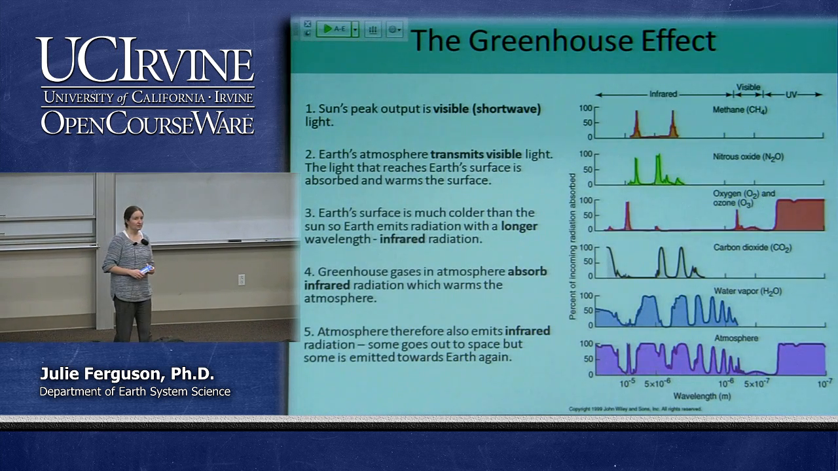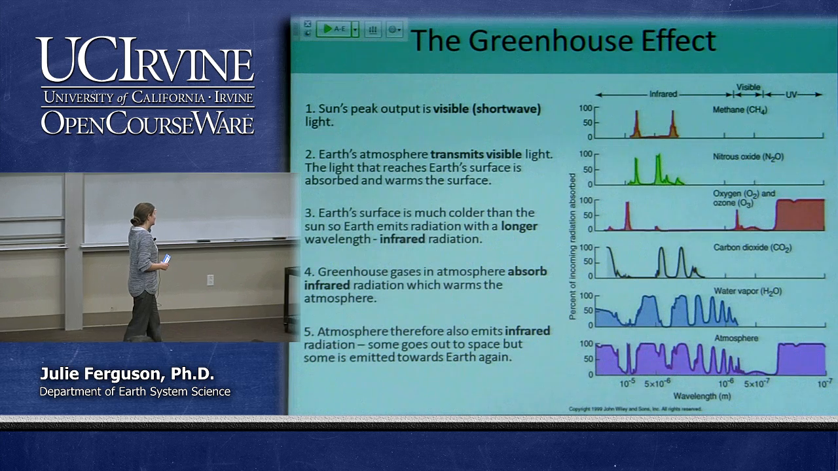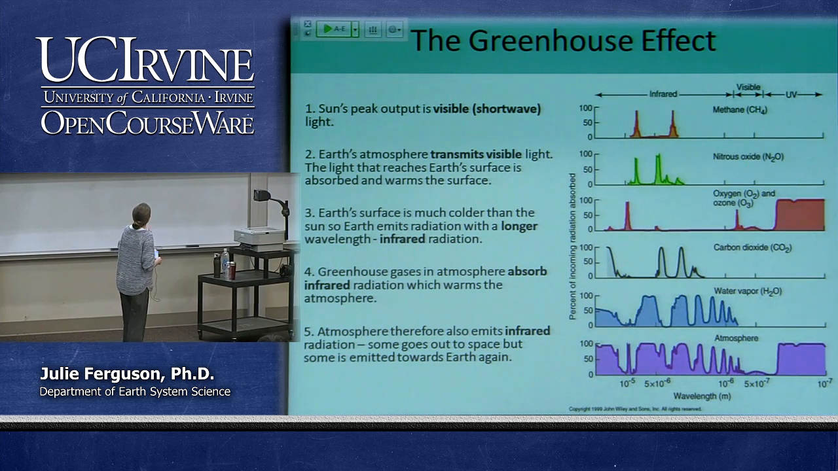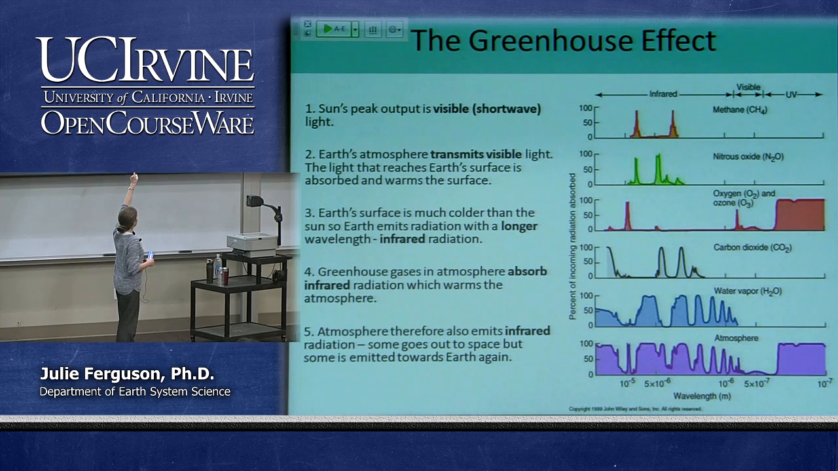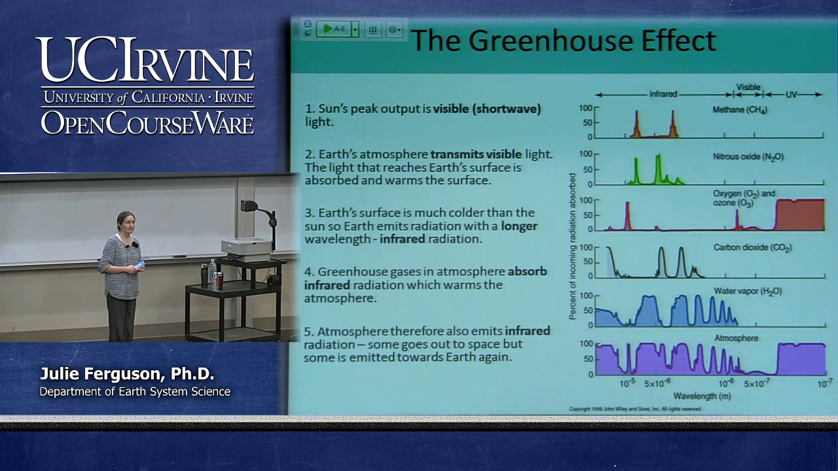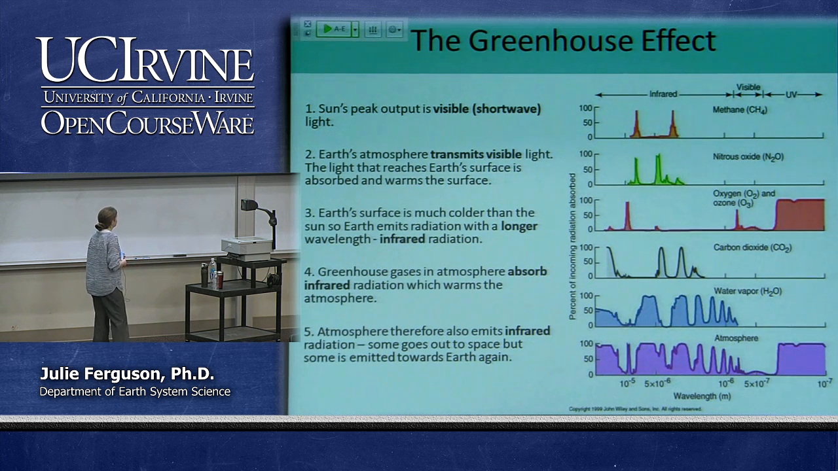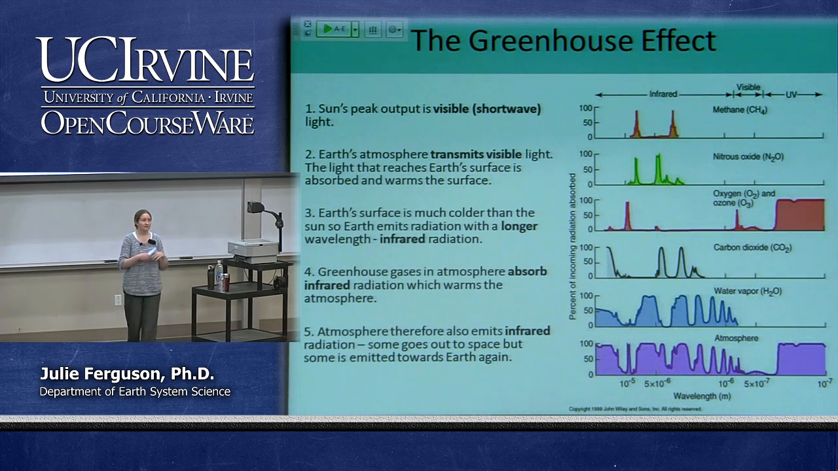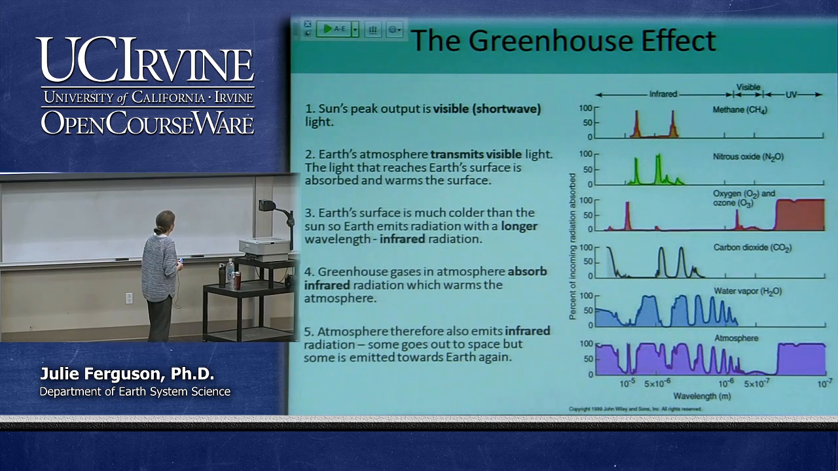So this is a horrible-looking graph. And everyone always tries to ignore this and just read the writing. But this graph is a really nice demonstration. If you can put a couple of minutes into understanding this, I think it really helps. So all of these different colors here represent different gases. At the top we have methane, then nitrous oxide, oxygen and ozone, carbon dioxide, water vapor, and then at the bottom in purple we have the whole atmosphere, so the composition of the whole atmosphere.